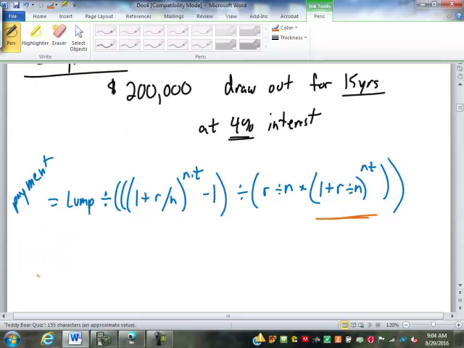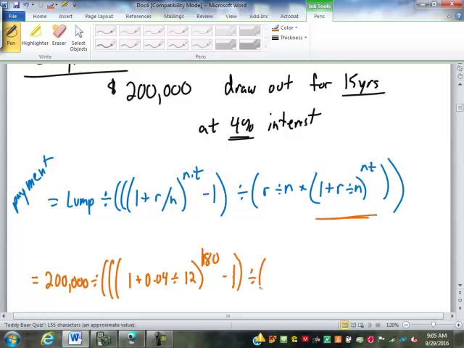So for this problem, it's going to be the 200,000 divided by 1, 2, 3, 1 plus 0.04 divided by 12, close parentheses. It is monthly. I didn't write it down, but we did ask how much we could draw out each month. To the power of 15 years times 12 months in a year is going to be 180 months. Minus 1, close, divided by open, 0.04 divided by 12, times, open parentheses, 1 plus 0.04 divided by 12, close, to the power of 180 again, close and close. So let's punch this in and see what we come up with.